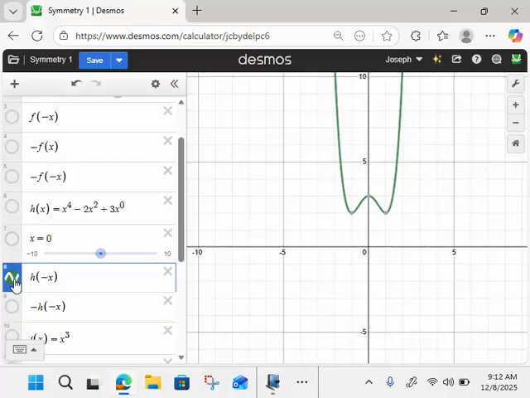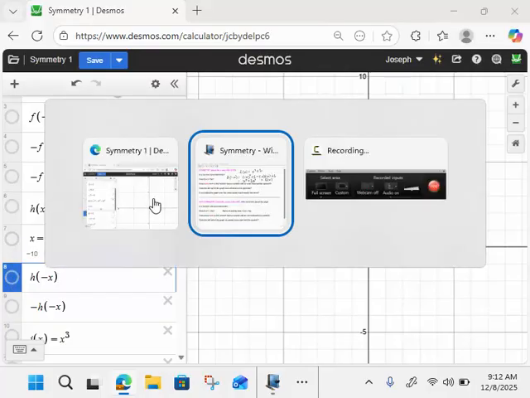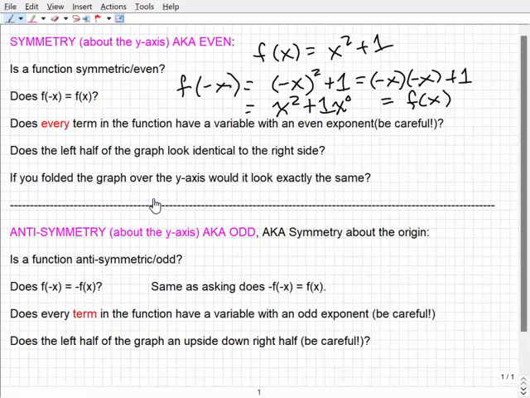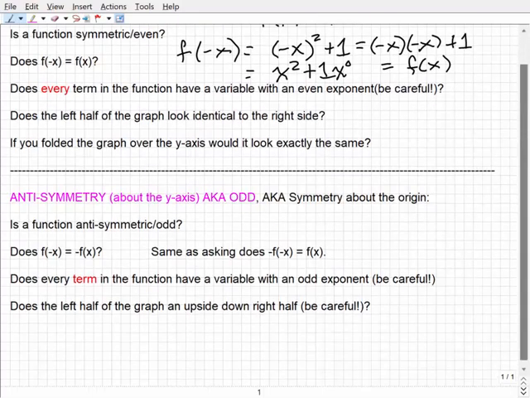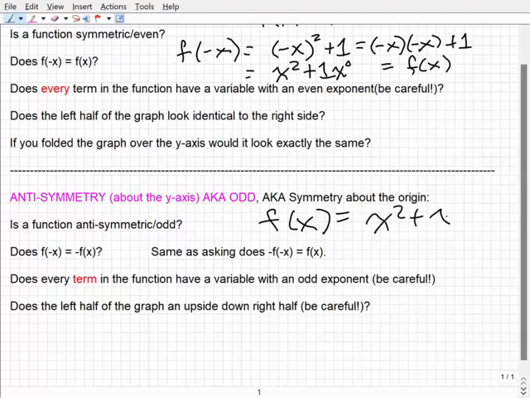Okay? So let's look at anti-symmetry about the y-axis, aka symmetry about the origin, or odd. So is a function anti-symmetric or not? If you have something like, I don't know, just pick a random function, x squared plus x minus 1 or something. Make up a function.